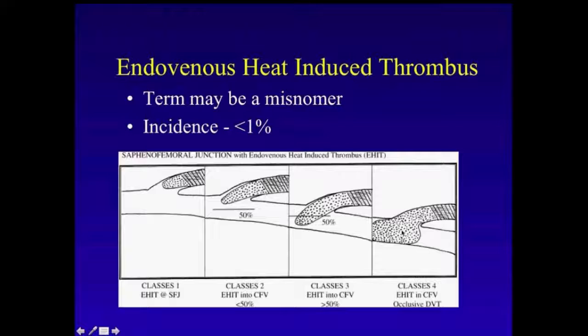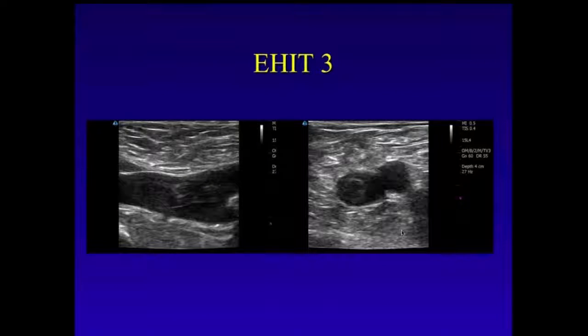So here's an example of an EHIT 3. Here's a thrombosed great saphenous vein, and then thrombus extending on the sagittal image up into the femoral vein, almost occlusive, but not quite. Here's a transverse image of that thrombus in the femoral vein. This is what we don't want to see after thermal ablation of the saphenous vein.